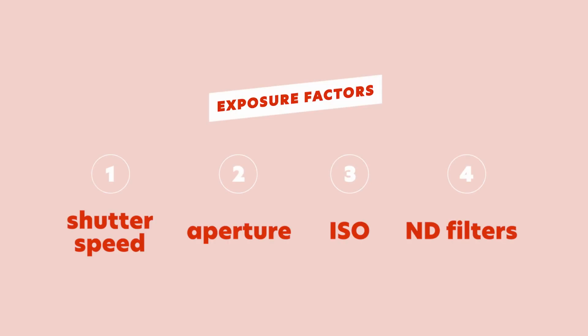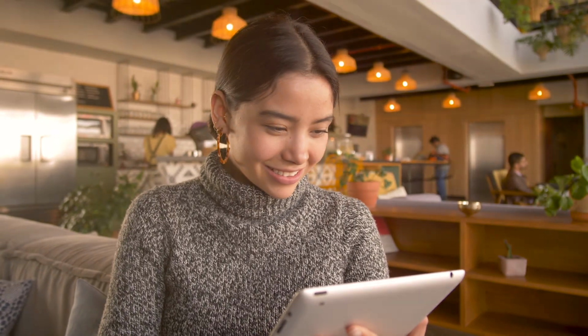We've been through all four of them now, but that was like a lot of information, so let's recap for a sec. So these are the 4 ways that you can use your camera to control your exposure or to control how light or dark your shot is.